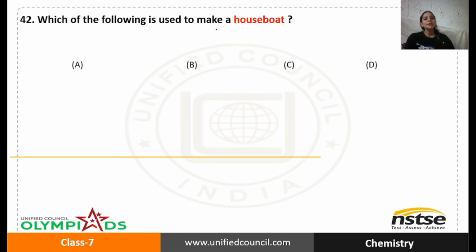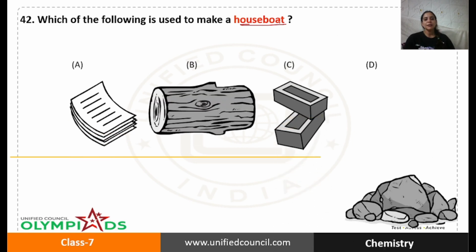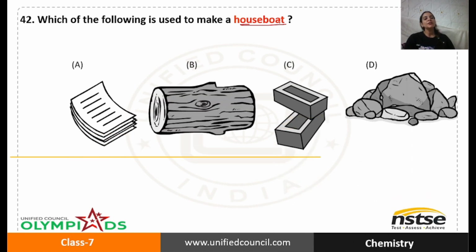Which of the following is used to make a houseboat? Here we have 4 options. So which out of them is used to make a houseboat? What is a houseboat basically? A boat which has a house in it. Okay, I think you must have seen. So is it made up of papers? No. Is it made up of wood? Yes. Is it made up of these containers? No.